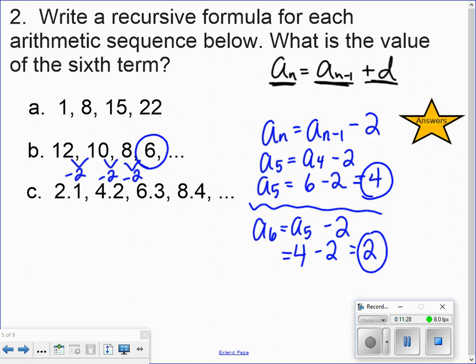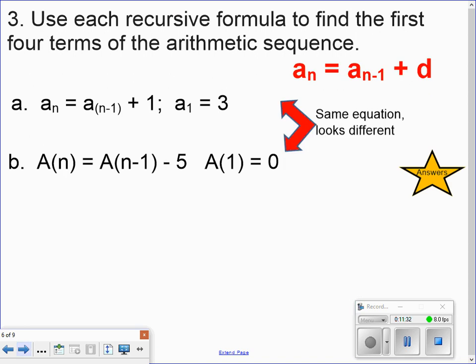All right, let's look at how we use each of the recursive formulas to find the first 4 terms. In this particular case, you're going to need 2 things. You're going to need to be given the first term. Without the first term, you can't find the first 4 terms. And then you're going to need the common difference. So here's our first term. Remember, here is our common difference.